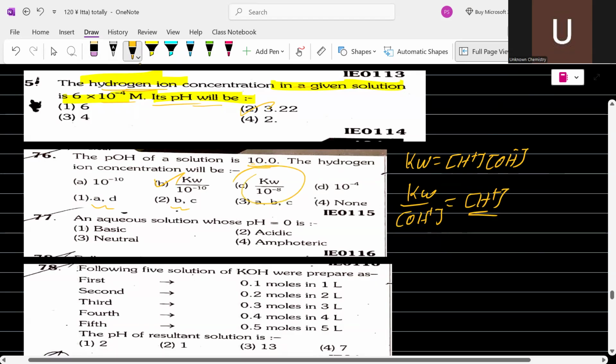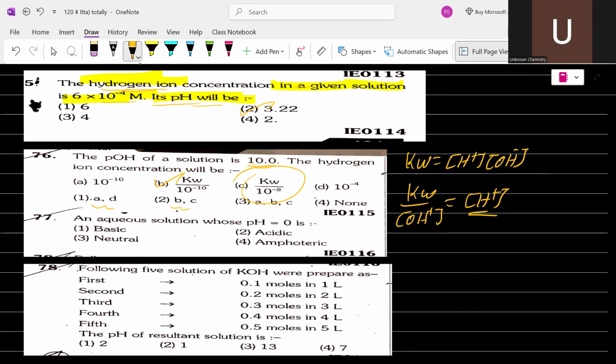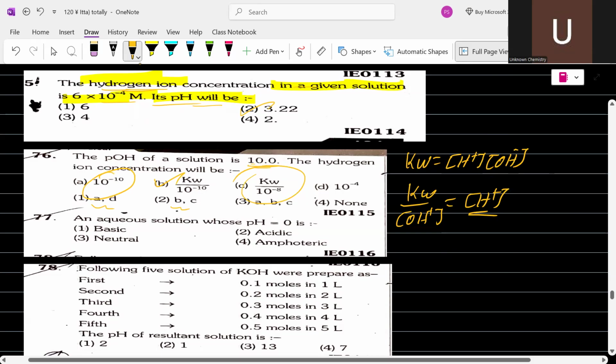Let's talk about the other options. That is not the correct answer. The hydroxide ion concentration is, so B and D, H plus ion. One more option was given, but since it is for OH ion concentration, this cannot be the answer. This can be an answer. How can this be an answer? Kw upon 10 to the power minus 10. This cannot be an answer, and this can be an answer. So the right options will be B and D.